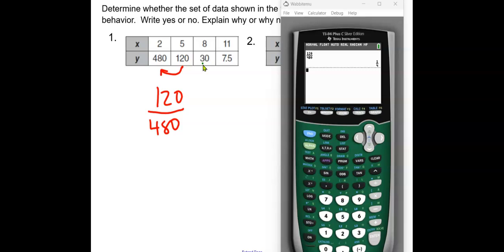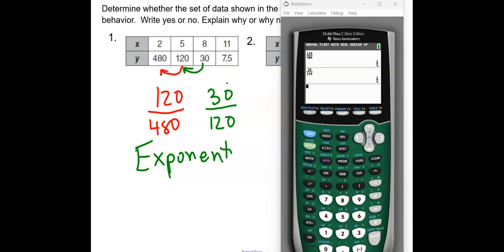Now I'm going to do the same thing. The next value divided by the previous. So again, I'm going to open my ratio feature here, and I'm going to type 30 divided by 120, and you'll notice I get 1/4 again. So this is exponential because it has a constant ratio.